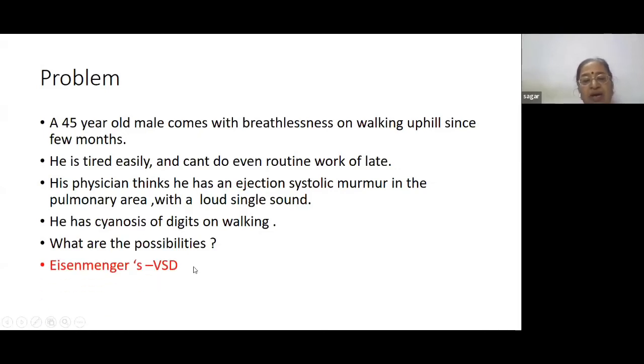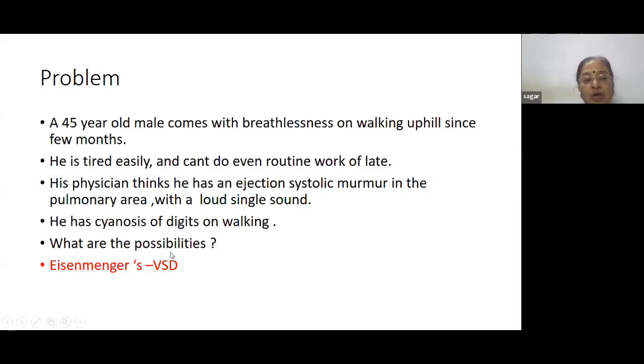That could be an Eisenmenger's VSD. Why are we saying that's an Eisenmenger's VSD? Because you've got pulmonary artery hypertension. Let's assume, for argument's sake, let's leave out the A2. Let's say this is a P2. Okay, there's a loud P2 and there's an ejection systolic murmur. That's pulmonary artery hypertension. But you've got cyanosis, right? You should think, okay, why can't it be a primary pulmonary hypertension? You've got cyanosis there, and especially on walking. So that suggests a bidirectional shunt. The shunt is becoming bidirectional. That is why in the beginning you will get it only on exertion. Later on, even at rest, you can get it.